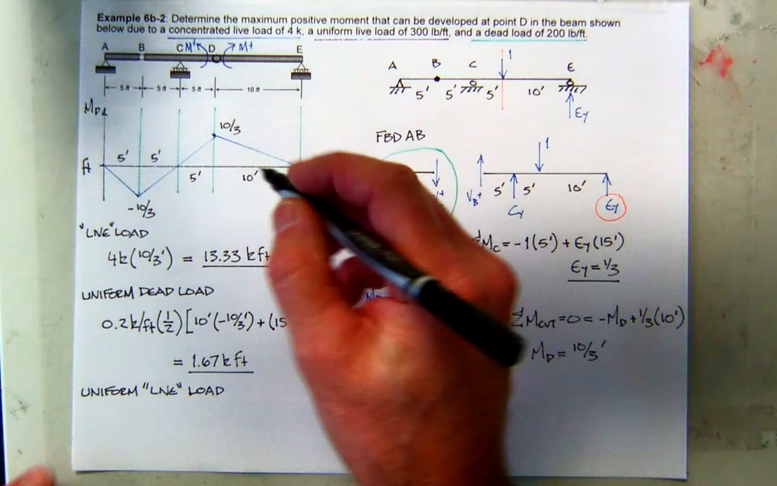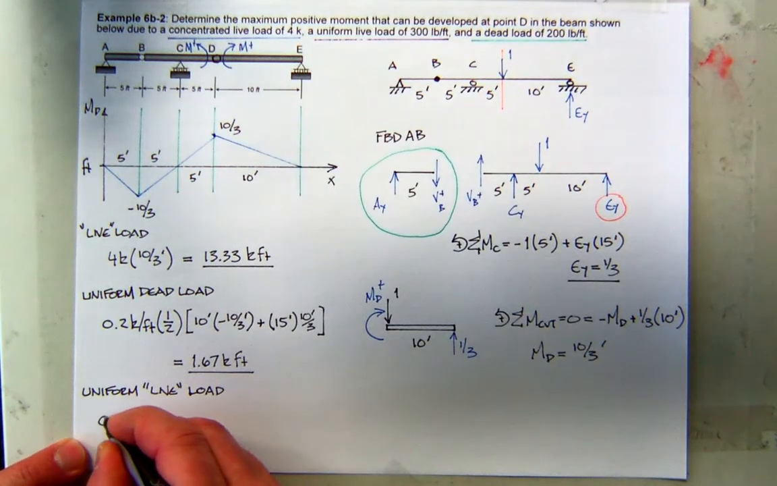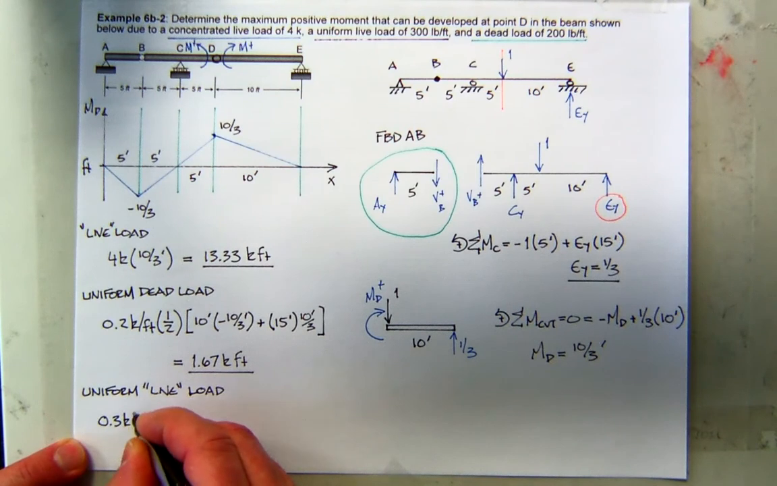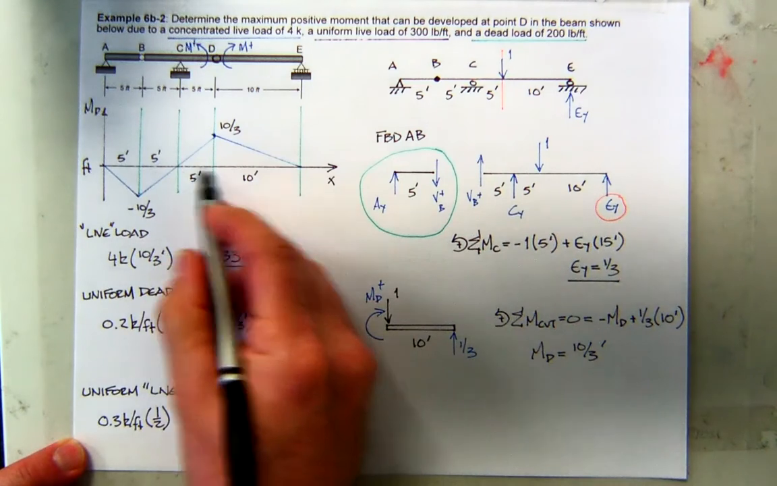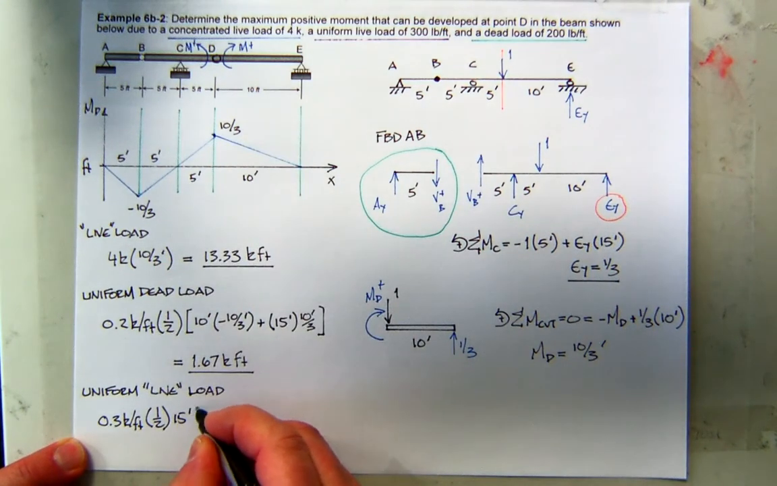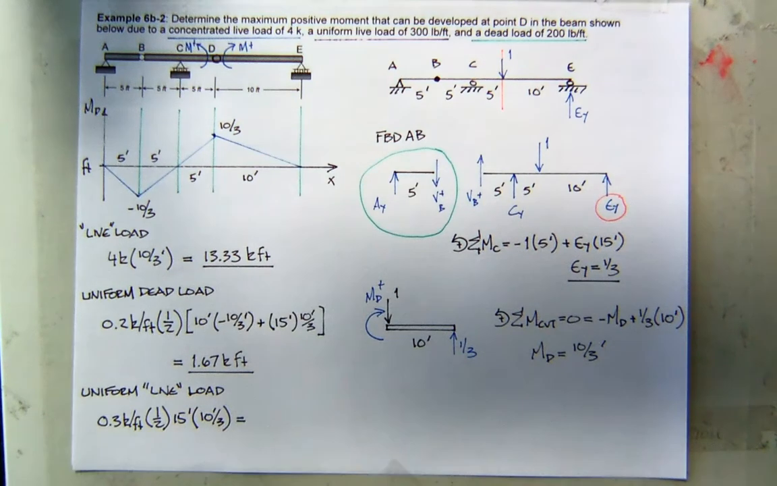So let's compute it for this case. The uniform live load is 300 pounds, so that's 0.3 kips per foot. Again, it's a triangular area, so 1/2. In this case, the positive base is 15 feet, and the positive height is 10 feet over 3. That gives 7.5. So the instructions were to determine the maximum moment.